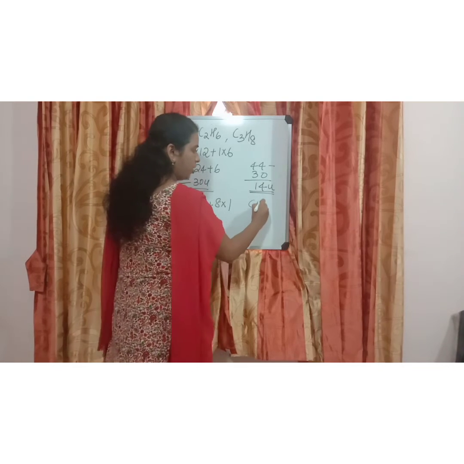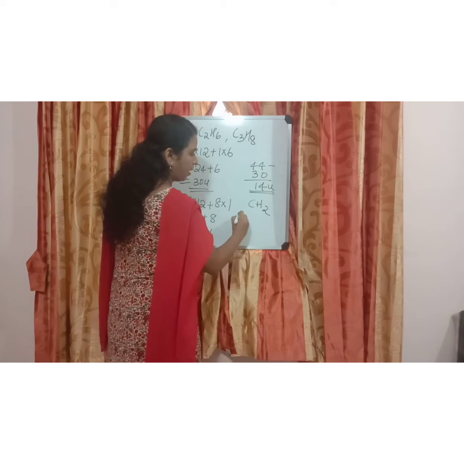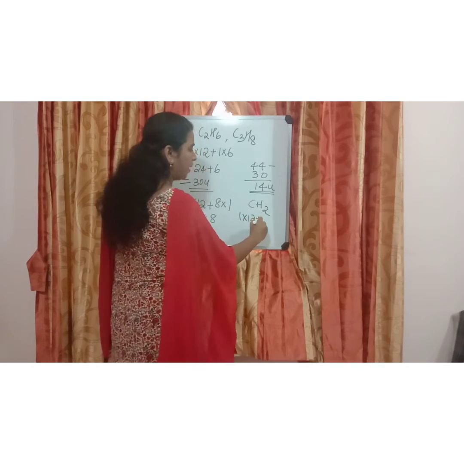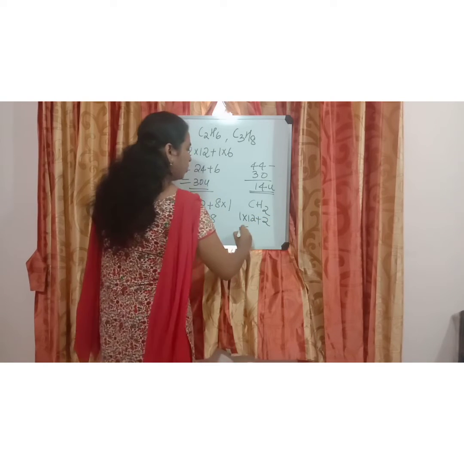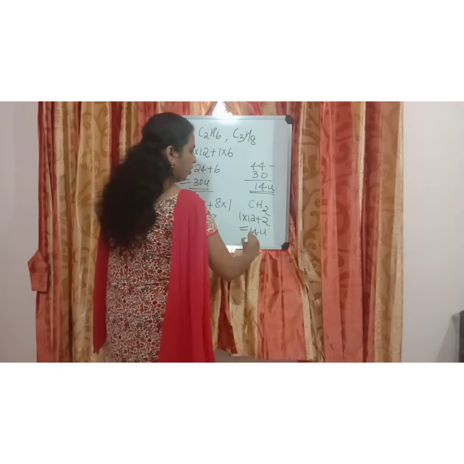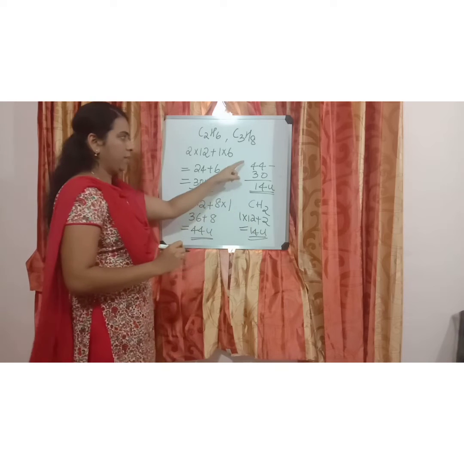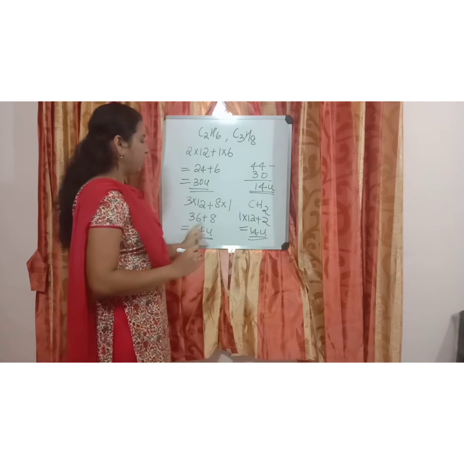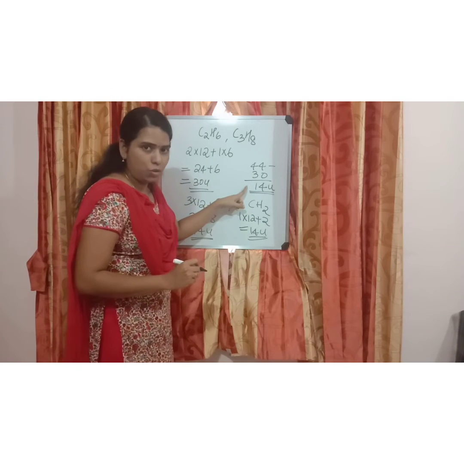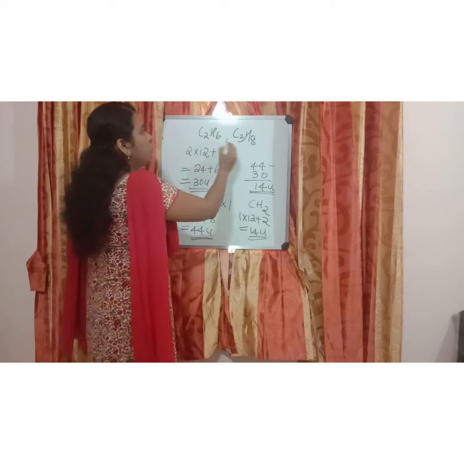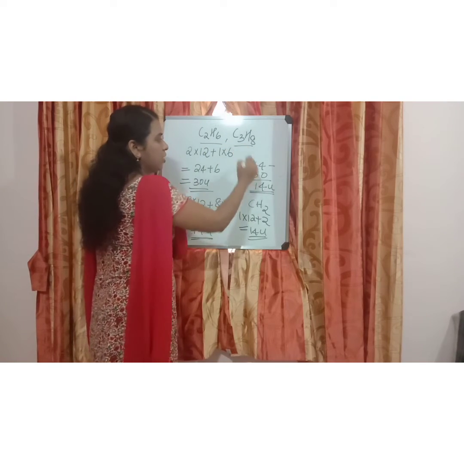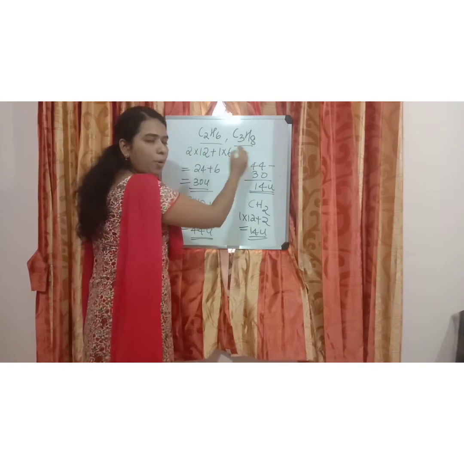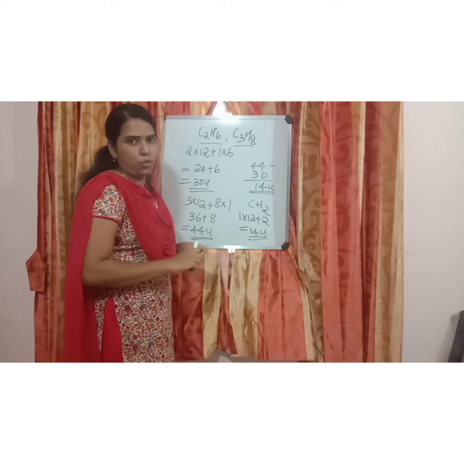It is CH2, that means only one carbon atom is there. So 1 into 12 plus 2, that is equal to 14U. So 14U. That means here we got the molecular mass of CH2. So these two, ethane and propane, differ by a CH2 group.